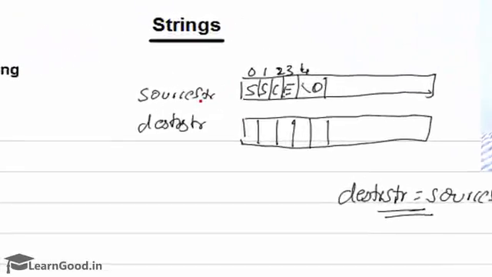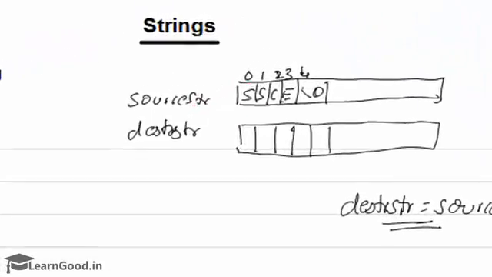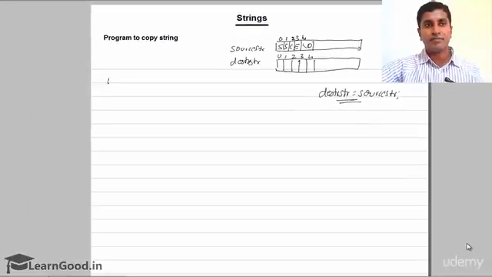So first, source str of 0 has to be copied to dest str of 0. In the same way, index number 1 data has to be copied to index number 1. So one character has to be copied until you reach slash 0. Even the slash 0 also has to be copied. So let's write the complete code for that.